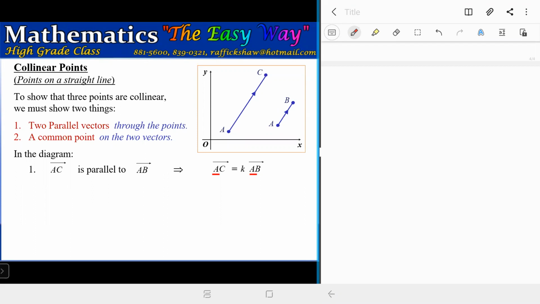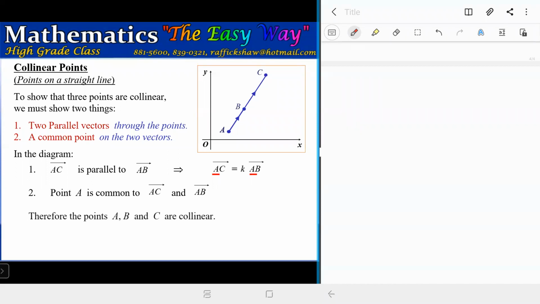So that line AB really should be on the line AC, right? The point A is a common point. It's common to both AC and AB. And so it has to be one place on the diagram. And so I move it and put it where it is. And that shows that the 3 points are therefore collinear. So once you have parallel vectors with a common point, it means that really and truly, the 3 points are on a straight line. And therefore, that's all you have to do to show that you have collinear points. And that is it. Therefore, A, B, and C are collinear.